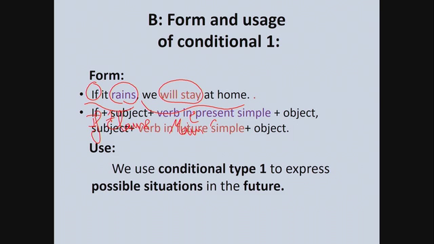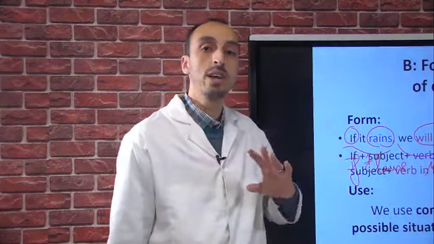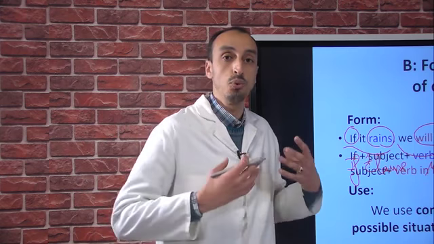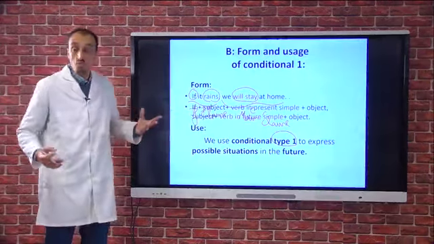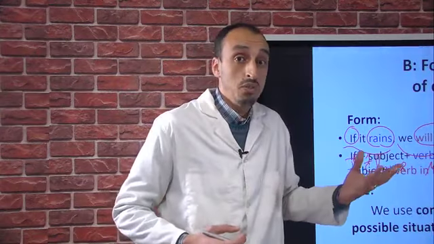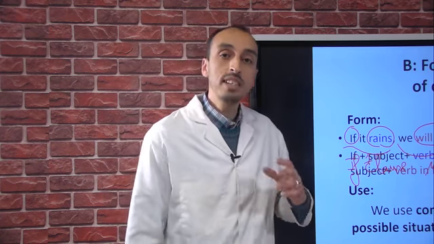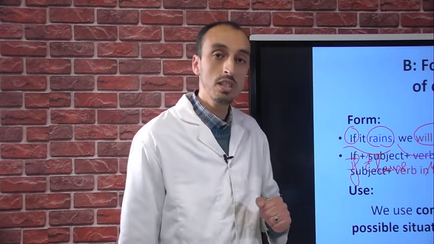So let's speak about the usage. We use conditional type 1 to express possible situations in the future. Things that are always possible. For example, we can do them. So we have the possibility to do them. We have a choice. So if it rains, we are free to stay or we can go out. So that's a kind of freedom, a kind of possibility. So having understood conditional type 1, let's move to the third type of conditional.